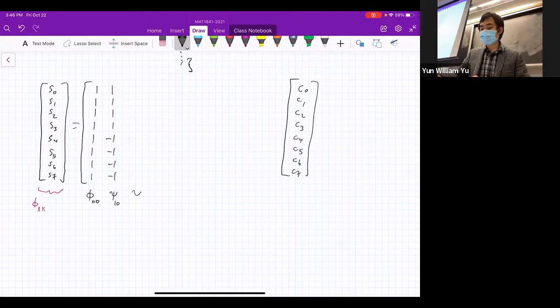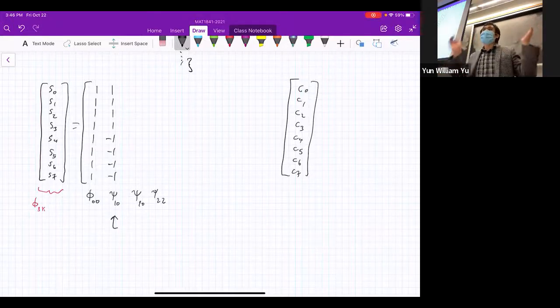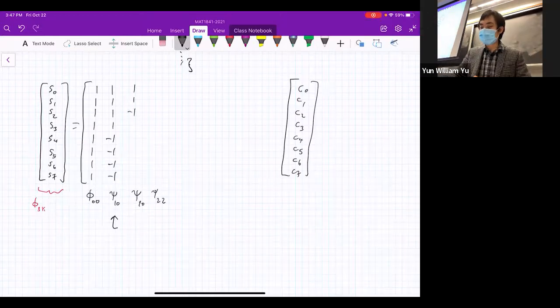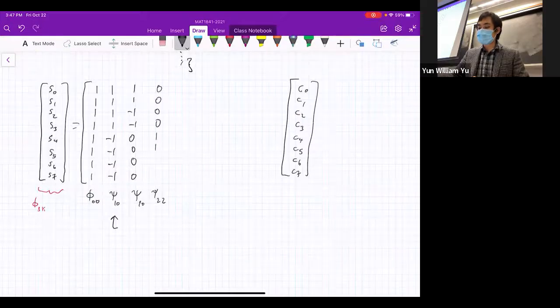And of course, we have to keep on going. So there's psi 2,0 and psi 2,2. Each of these is going to look the same as our psi 1,0, except they're going to be 1/2 and possibly scaled. So you're going to get one that's 1, 1, minus 1, minus 1, 0, 0, 0, 0. And the other one's going to be 0, 0, 0, 0, 1, 1, minus 1, minus 1. And so on. So we also had psi 3,0, psi 3,2, psi 3,4, and psi 3,6.